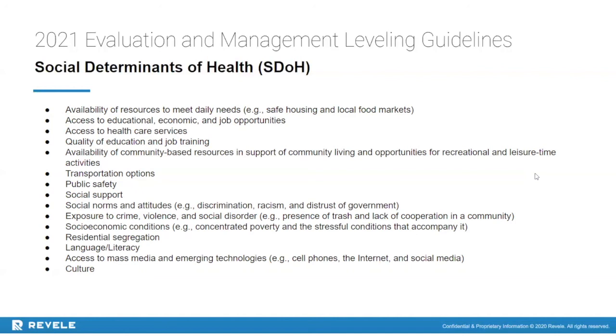transportation options, public safety, social support, social norms and attitudes such as discrimination, racism, and distrust of government, exposure to crime, violence, and social disorder, such as presence of trash and lack of cooperation in a community, socioeconomic conditions, such as concentrated poverty and the stressful conditions that accompany it, residential segregation, language literacy, access to mass media and emerging technologies, such as cell phones, the internet, social media, and culture.